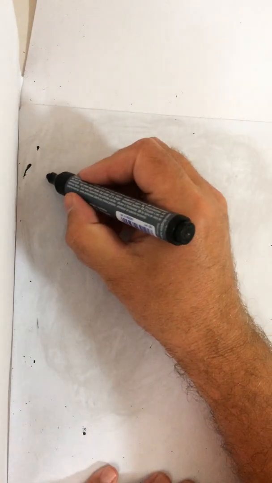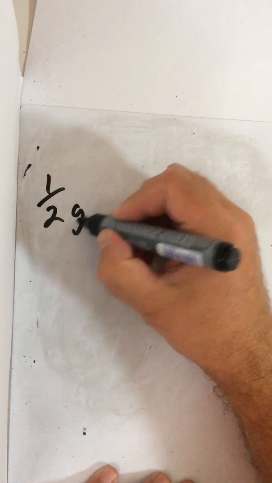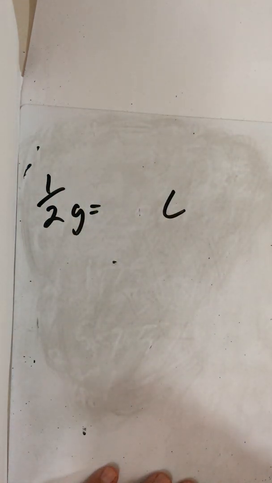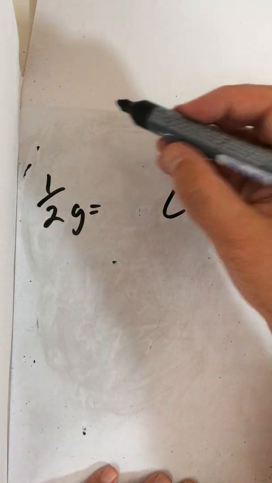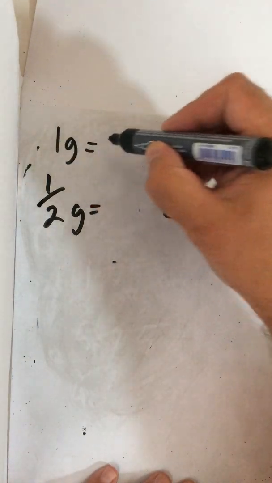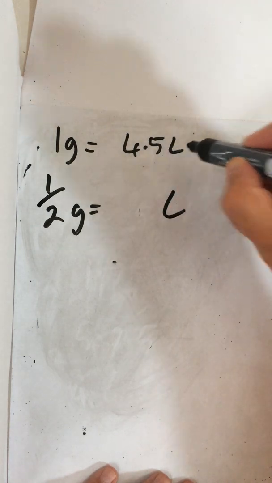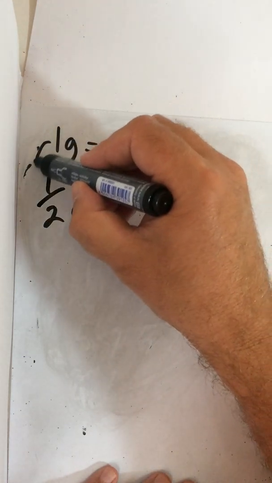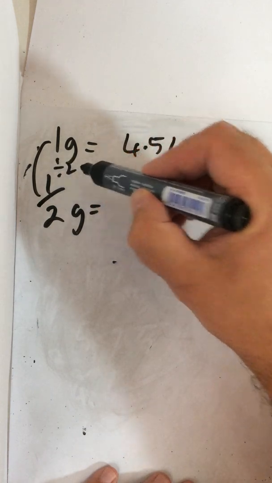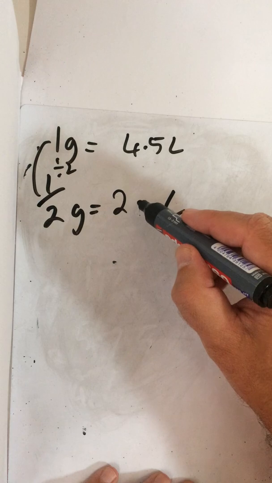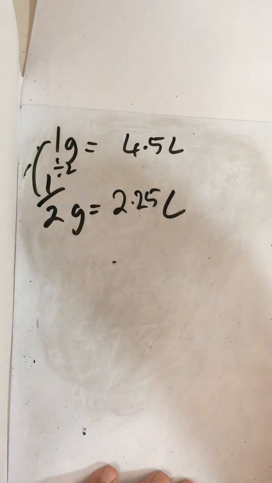So we've got 1 gallon. Half a gallon equals how many litres? Looking back at my notes, I know that 1 gallon equals 4.5 litres. And to get from 1 gallon to half a gallon, we're dividing by 2. I'm halving it, so I halve this, half of 4.5, so we get 2.25.